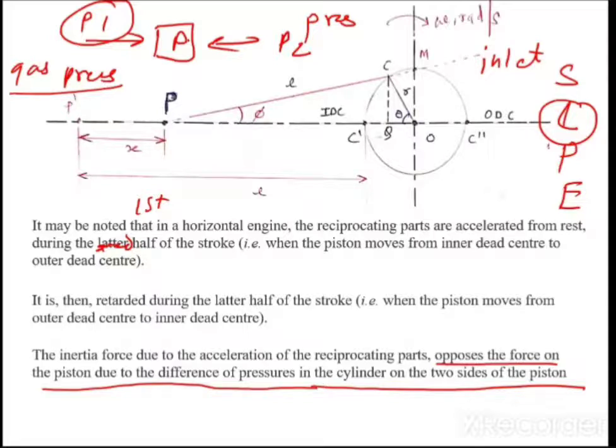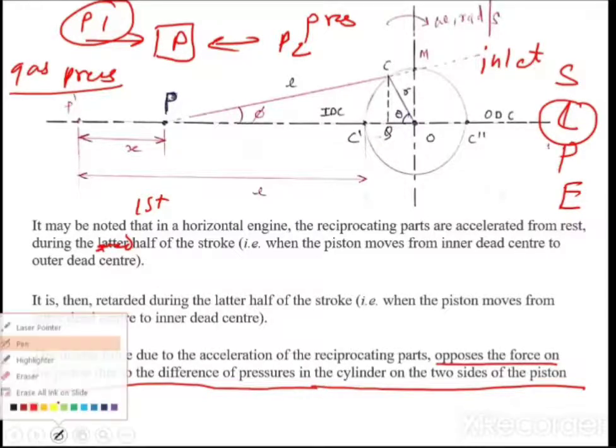And normally in the IC engine we use a double acting piston. We call it a double acting reciprocating steam engine. Means the gas pressure is acting on both sides of the piston, that is P1 and P2. You can call it a double acting piston.